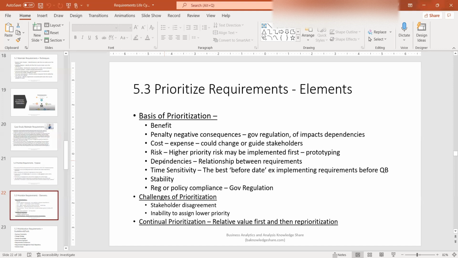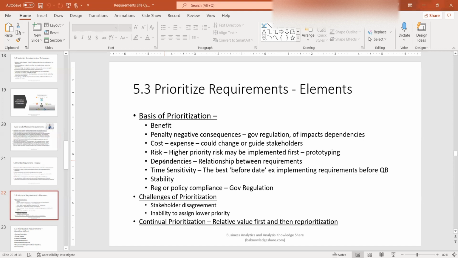If you have stakeholders from different departments, they could very well have different opinions on what should be of higher priority. Finance may have a higher priority for a specific requirement, whereas operations may not consider that as higher priority. So it's really a juggling game. Inability to assign lower priority. Many times stakeholders keep saying, well, this is high priority, this is medium priority, but they never get down to the low priorities, because most of the time they're concerned that the low priority will never be done.